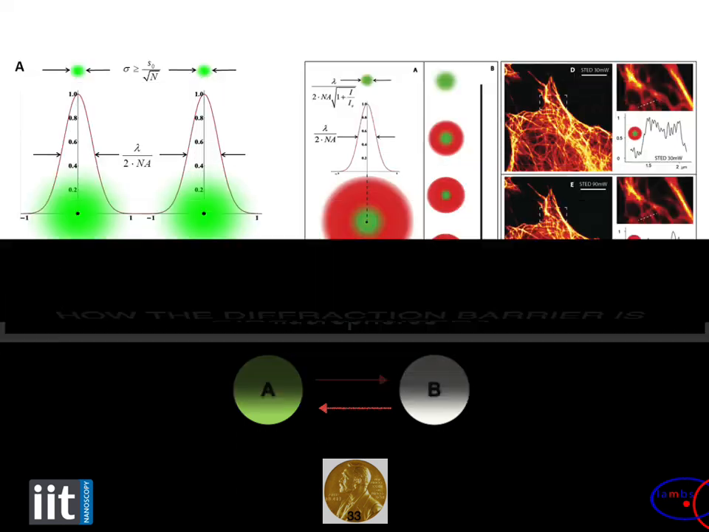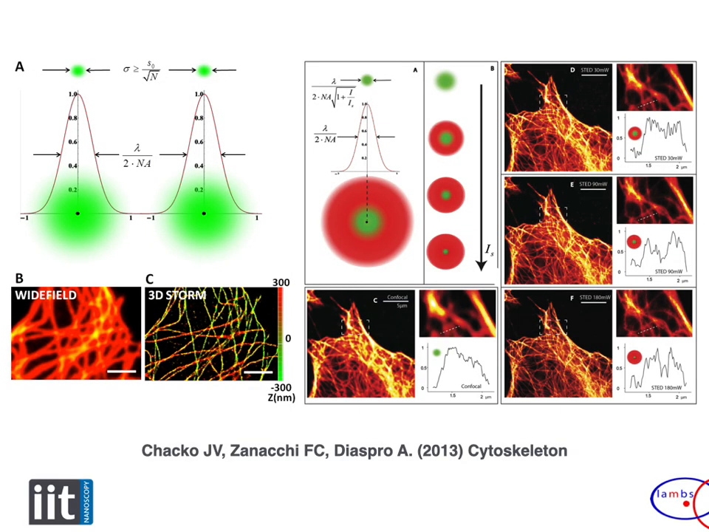When you play this game, you have two chances in this Nobel Prize idea. One is that if you are sure that the emitter is a single molecule, you can improve your localization by a factor that is like the square root of the number of photons you are able to collect. So you can imagine that using a bright fluorescent molecule, you are able to collect 10,000 photons. You can improve your localization precision from 200 nanometers down to 2 nanometers.